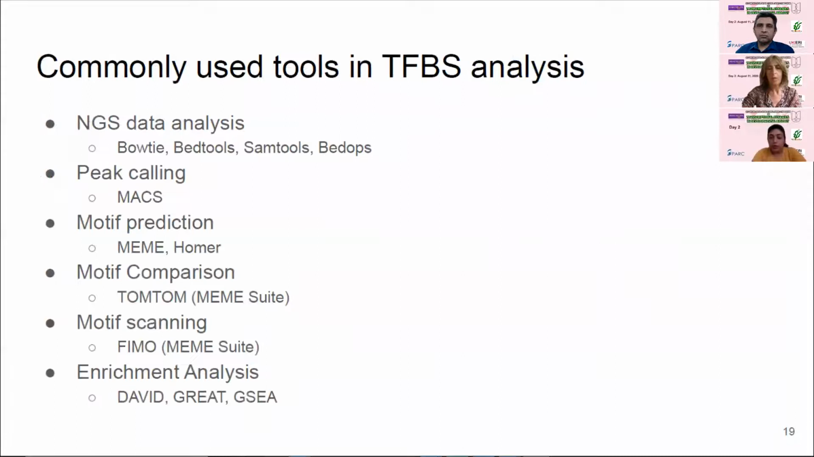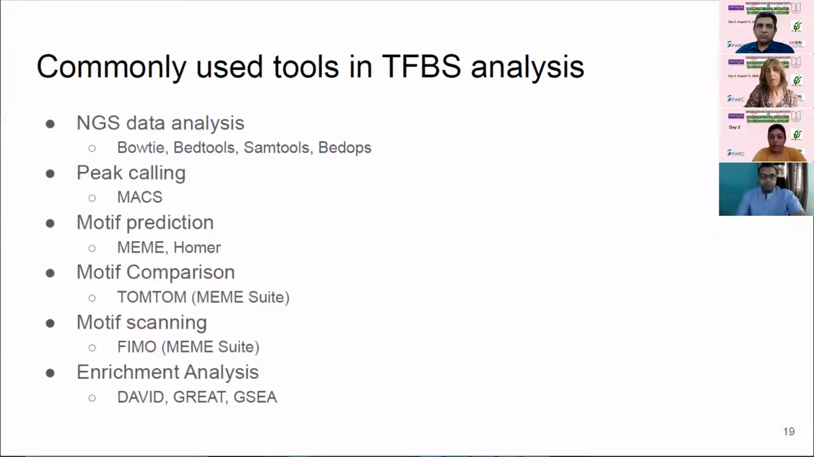And the tools that are commonly used in the transcription factor binding analysis. So these are the different tools that I had used for doing the work that I have done till now. The NGS data analysis can be done using Bowtie, BedTools, and SAMtools. These are the tools you use for the manipulation of the data for the binding sites.